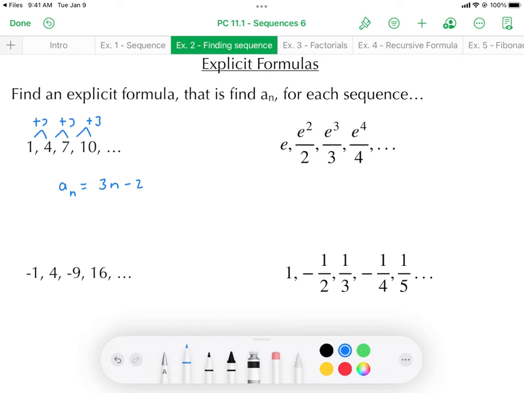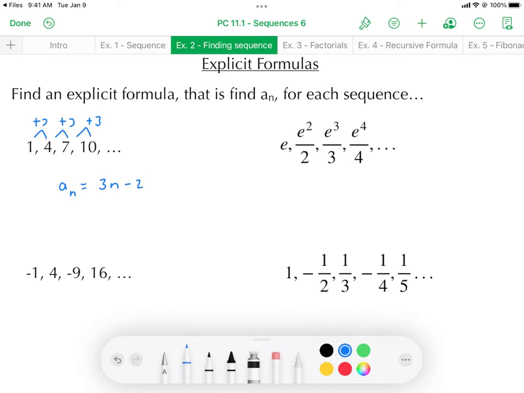All right, and then test that with other values in the sequence to make sure it matches those as well. So if I were to plug 2 in for n, 3 times 2 is 6. 6 minus 2 gives me the second term of 4. Okay? I would always recommend testing a couple different values of the sequence because sometimes we'll find a formula that works for one of the terms but doesn't for the other. So test it for multiple.